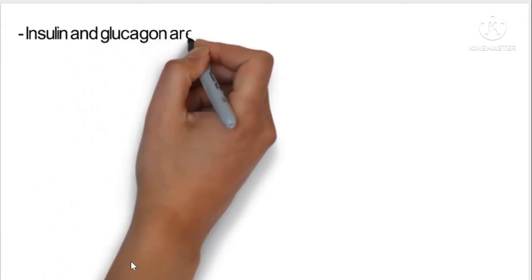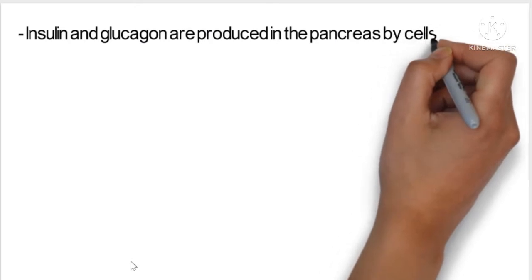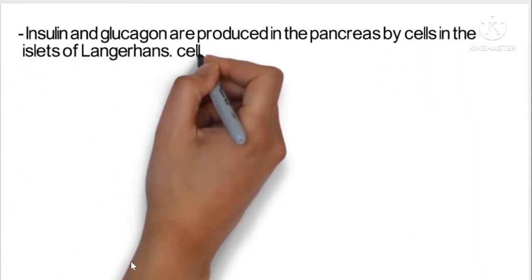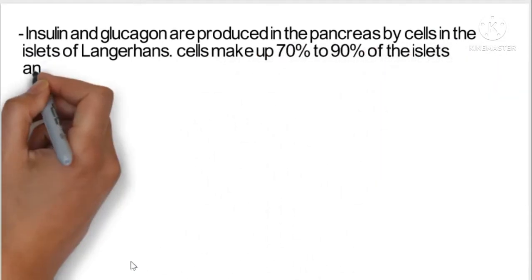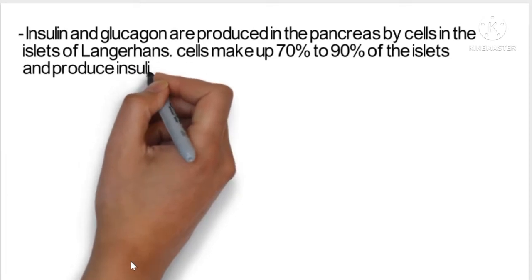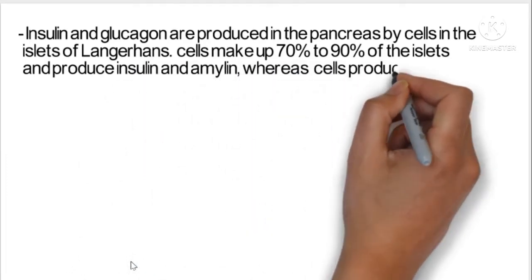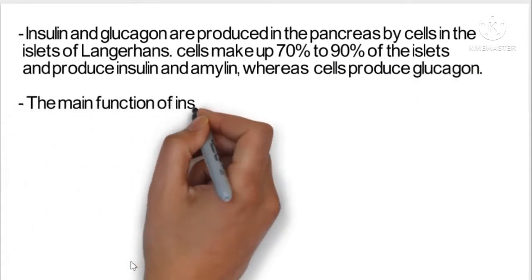Insulin and glucagon are produced by the pancreas by different cells. Insulin is produced by beta cells and glucagon is produced by alpha cells. These cells are called islets of Langerhans and these make up 70 to 90% of the islets. Amylin is also produced adjacent to the insulin through the beta cells.